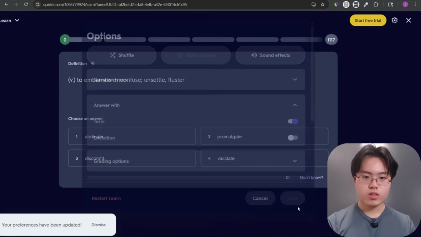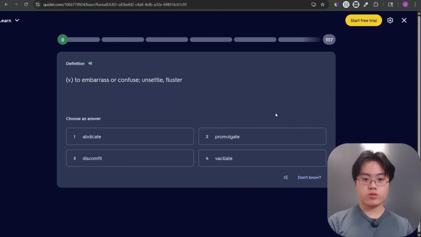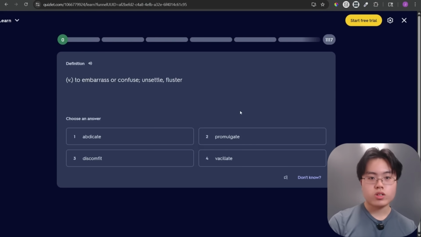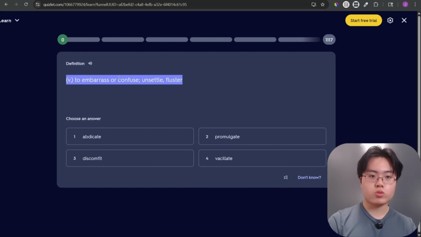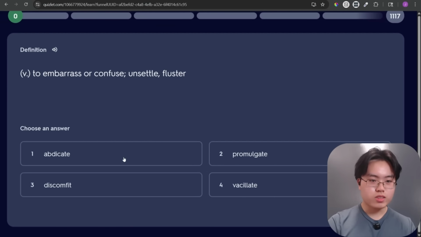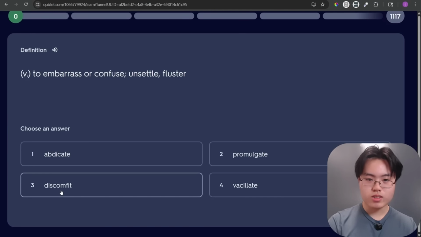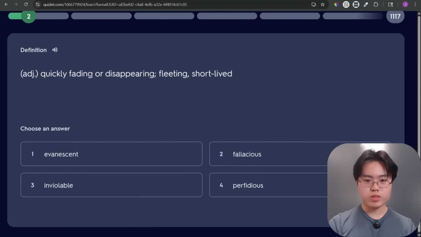And then press save. And now this is a perfect replication of the last step of the vocab process, where you know what you're looking for, and you just need to pick which answer choice best fits what you're looking for, right? So, to embarrass or confuse. I have no idea. To fluster, probably discomfit. Discomfit. That's my guess. Oh, I got it right. Okay. Quickly fading or disappearing. Um, a short-lived.